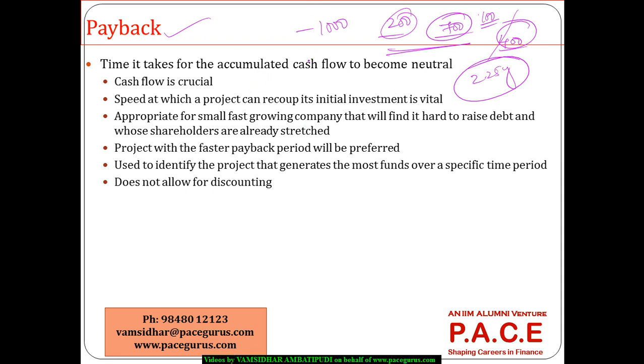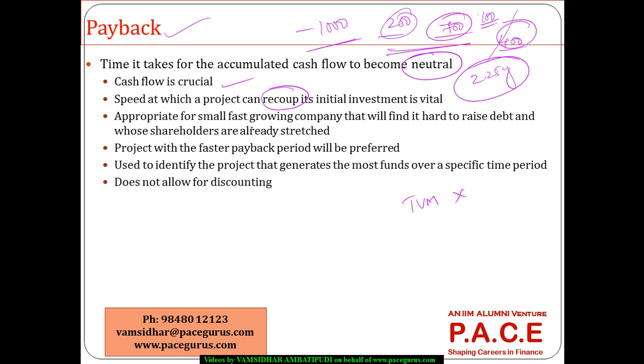So it is the time it takes for the accumulated cash flows to become neutral. The cash outflow, without any kind of discounting, without considering the time value of money, should be equal to the cash inflow. So it's purely based on cash flow itself, no discounting, no risk being considered. It is the speed at which the project can really get back its initial investment.